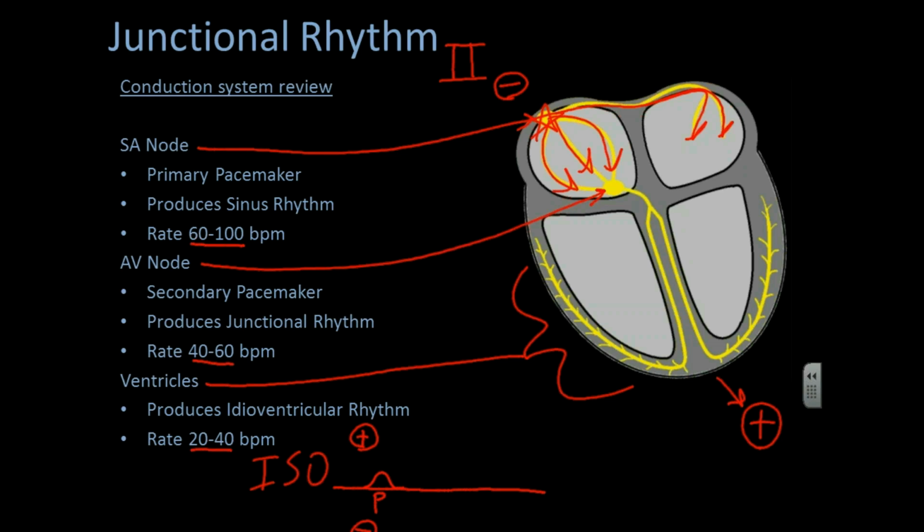Then the depolarization travels down through the AV node, down the bundle of His, and depolarizes your ventricles by way of the right and left bundle branches. And of course, that's also moving in a positive direction towards the positive electrode, resulting in a positively deflected QRS. And then your T wave, of course, represents ventricular repolarization.